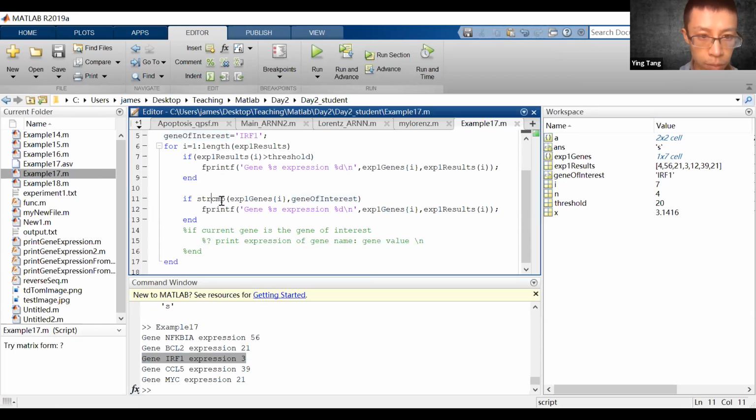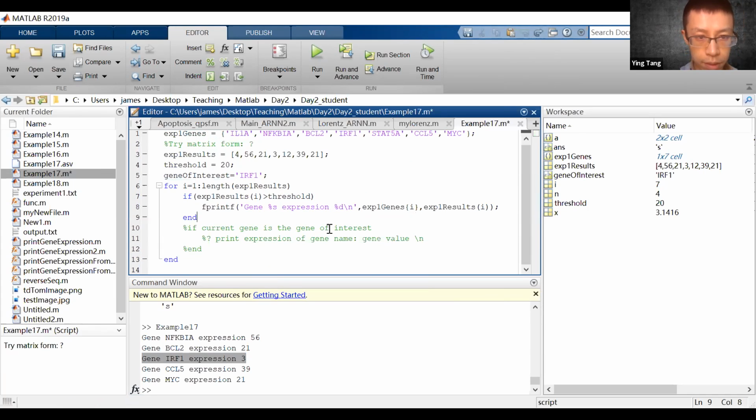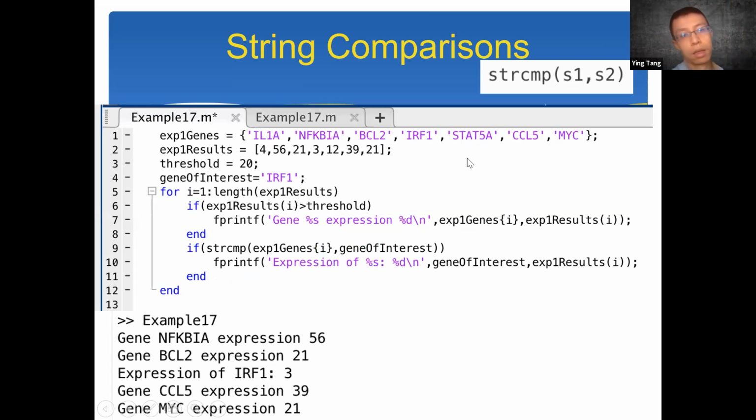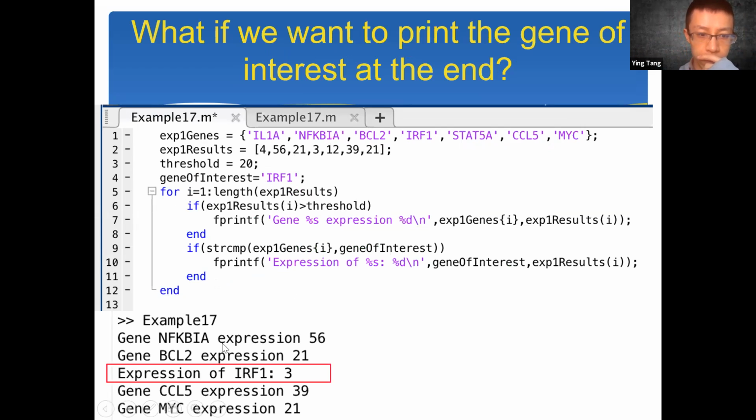The key is to use a string comparison function and also use the cell structure, the cell data inside the cell. So use big bracket. So those are the two keys for this question. Any question on this problem? All right, let's move on. So this is the result. We see that we print out the gene of interest here.